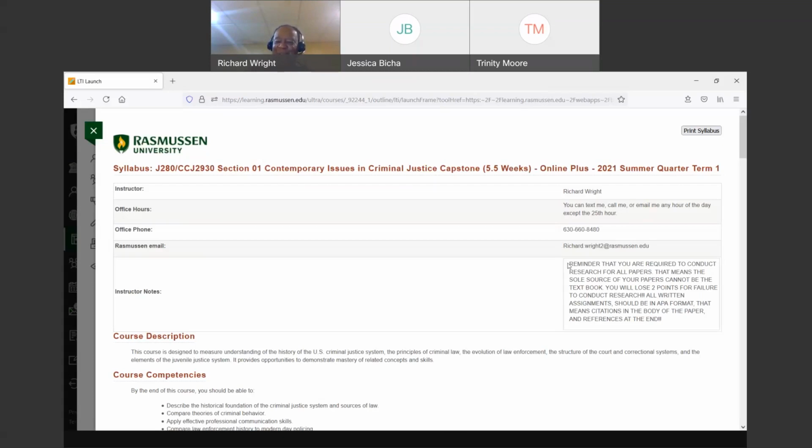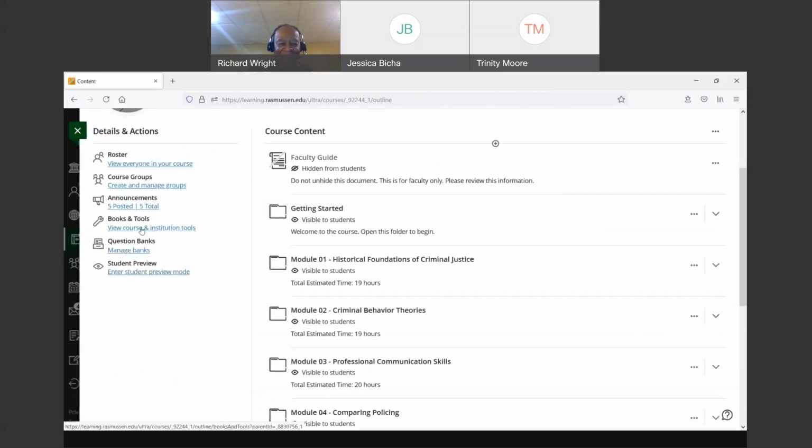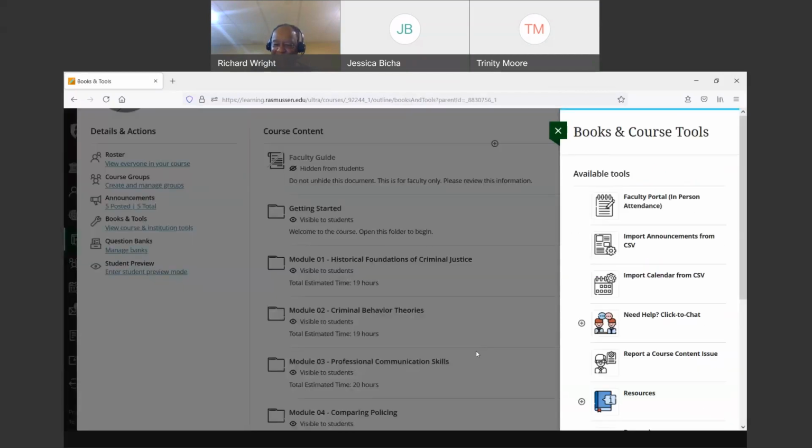Now, this one right here partially applies to you. You're required to conduct research for all papers. And then the second statement doesn't apply because it wouldn't make sense. It says that the sole source of your papers cannot be the textbook. Matter of fact, you know what I'm going to do? I'm going to show you. I'm going to fix that. Let's fix that so I don't confuse anybody.